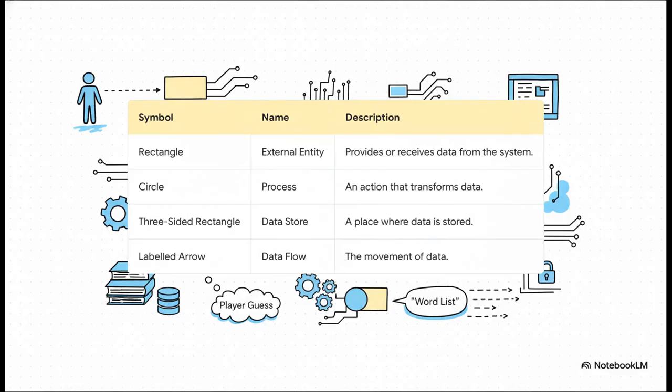And here's the best part. You only need these 4 symbols to build the entire plan. These are the official NASA symbols, so you gotta know them. A rectangle is for an external entity. For us, that's our player. A circle is for a process, an action that actually changes the data, like check guess. A 3-sided rectangle is a data store. That's where we keep stuff, like our word list. And finally, you've got the labeled arrow, which shows the actual data flowing between all these parts.